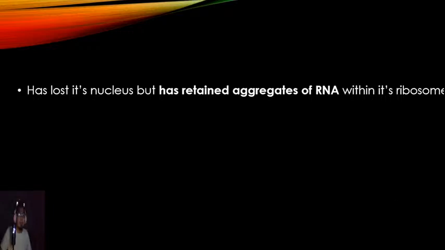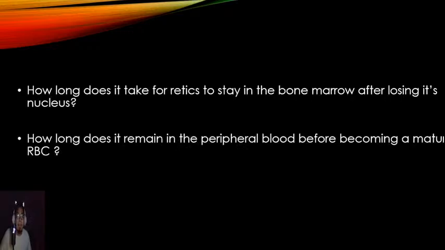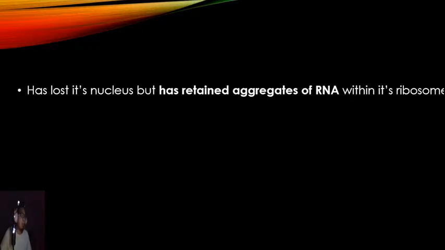Anyway, a reticulocyte is an RBC that has lost its nucleus but has retained aggregates of RNA within its ribosomes. Okay? So what does a reticulocyte look like? Did I put a quick picture here? Oh, no, I didn't put a picture. I remember I put a picture there. All right, so let me cancel out this presentation first. I want you guys to see the appearance of a reticulocyte.